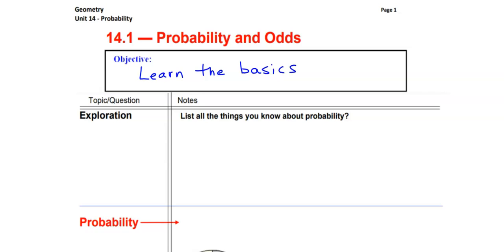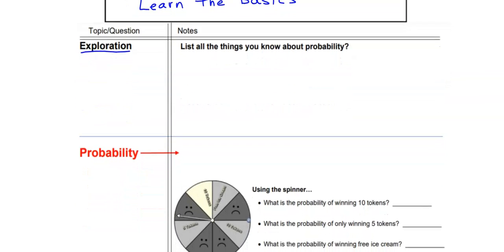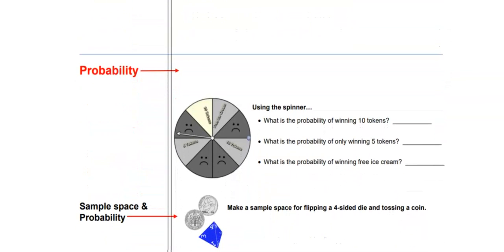Now, for this exploration part, this is where you are going to list anything that you already know about probability. And I'm sure you already know quite a bit. So if you could pause the video right now and list some of those things, that would be really great. That'll help your brain get started with the probability unit. And then we will go into a more formal mathematical definition here. Probability is basically the likelihood or the chance that something will happen.